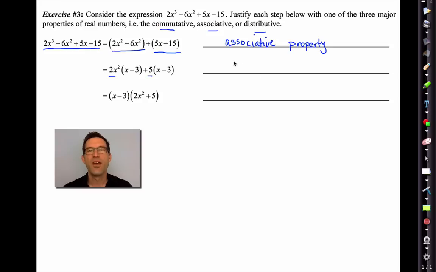All right, that is the distributive property. Oh, we like the distributive property. And finally, our final step, we took this x minus 3 and this x minus 3, we factored it out, and we were then left with this 2x squared plus 5. Well, what justifies that?